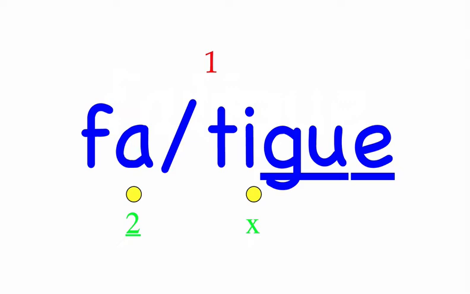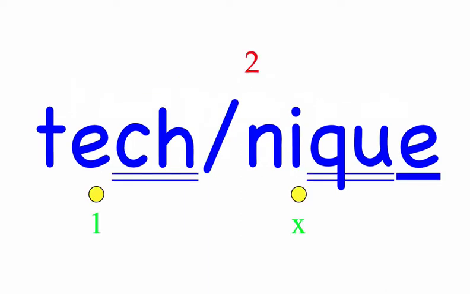Technique. The musician's technique on the guitar was amazing. Technique. 2 syllables. First syllable tech, 3 sounds. T, e, k. Nique, 3 sounds. N, e, k. Technique. Mark the word. Here we have in the second syllable I representing the long E sound, so we put an X under it to indicate it's representing a sound it normally does not represent.